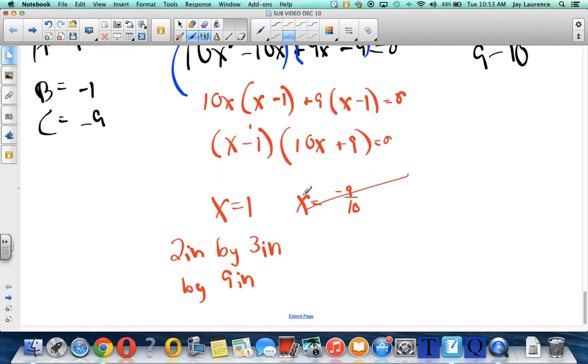But I always want to check, because you never know when there's going to be a positive coming out of a negative x. All right, so my solution is this. X is 1, and the dimensions of the rectangle are 2 inches by 3 inches by 9 inches.